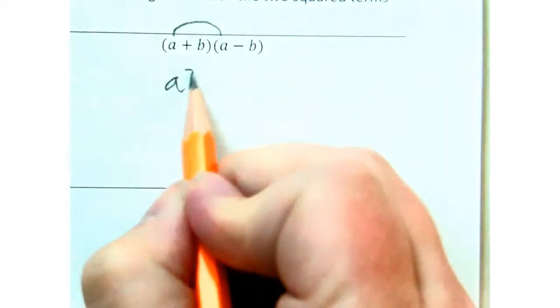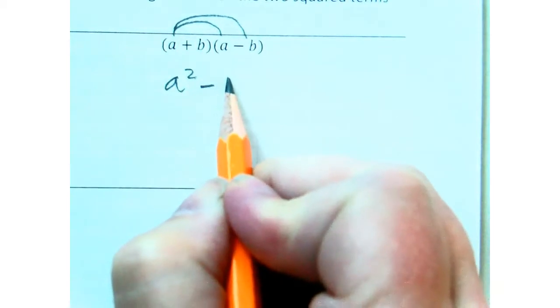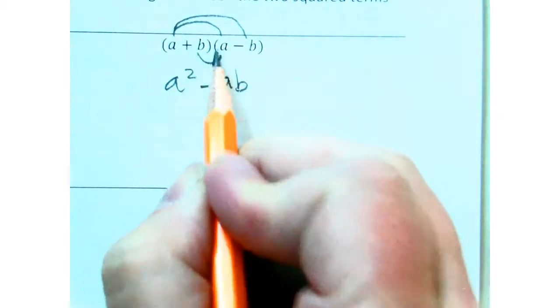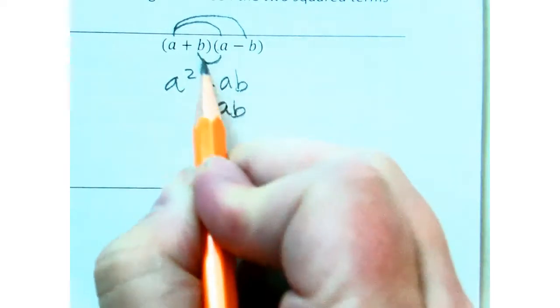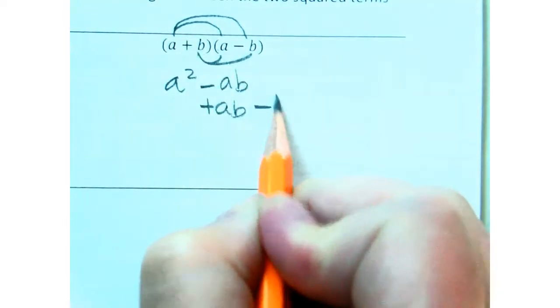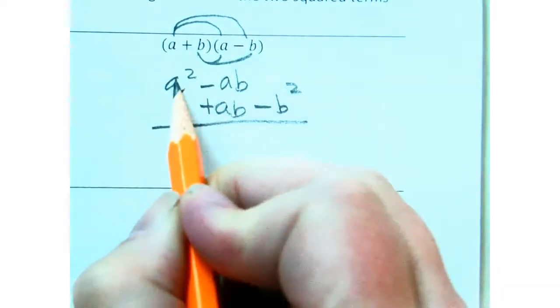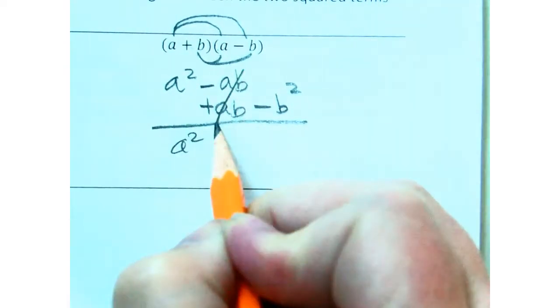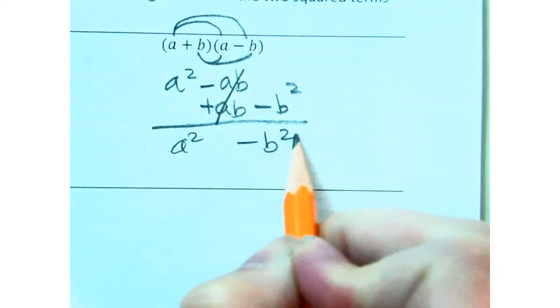A times a is a squared. A times negative b is negative ab. B times positive a is positive ab. B times negative b is negative b squared. This leaves us with a squared minus b squared.